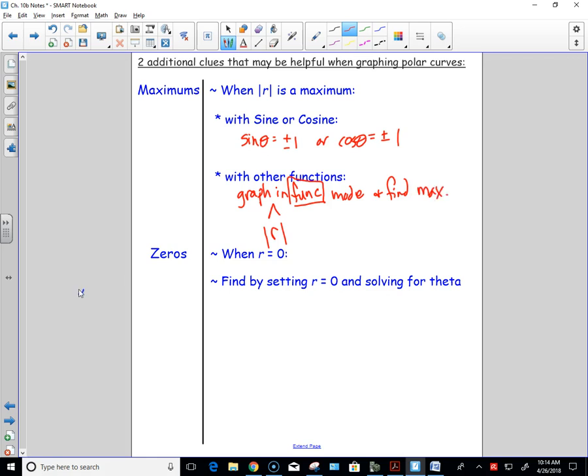Meaning, I'm not going to ask you to find the maximum or minimum in honors pre-cal or in pre-cal in general of any function besides one with sine or cosine. But I'm just letting you know, if there was a function without sine or cosine, you would graph it in function mode, graph the absolute value of it, and then you can find the maximum r that way.